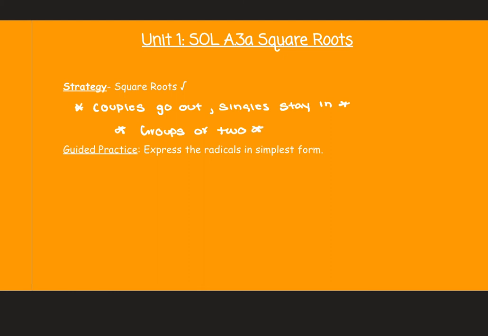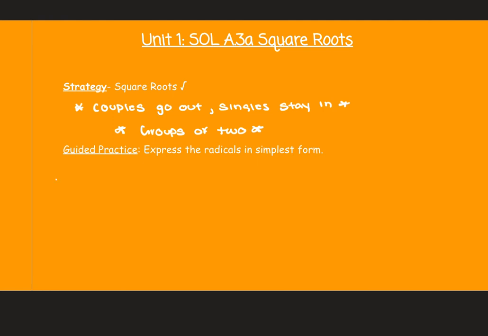I know it doesn't make too much sense right now, but when we look at our radicals and what's underneath the radical, we are simply going to break it down to its prime factorization, and then circle our prime numbers in groups of 2. Our groups of 2 are going to go outside of the radical. Our single groups are going to stay inside of the radical.